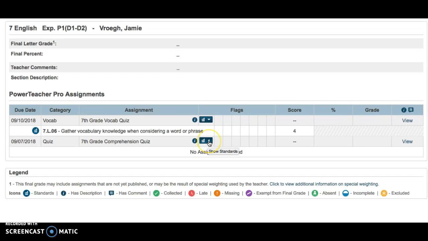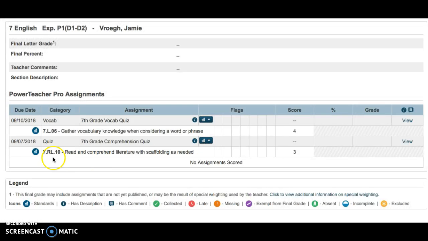Here we have another rectangular box, click on that, and a different standard is attached. This is Reading Literature 10 for 7th grade, a standard score of 3. Pay close attention to the legend at the bottom. Anywhere there is a symbol, there's something in the legend that it attaches to.